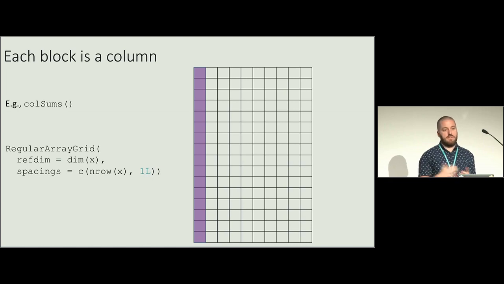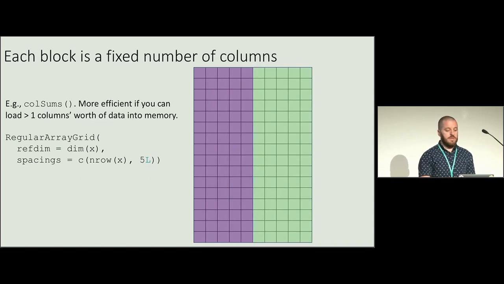You can set up that for if you're doing column sums. You might set up a grid that is multiple columns. So you might know that, hey, I can bring in at least 5 columns worth of data, or up to 5 columns worth of data. That's going to be more efficient than reading it in 5 times if you do it in one big hit. You can set up a grid that has that behavior.